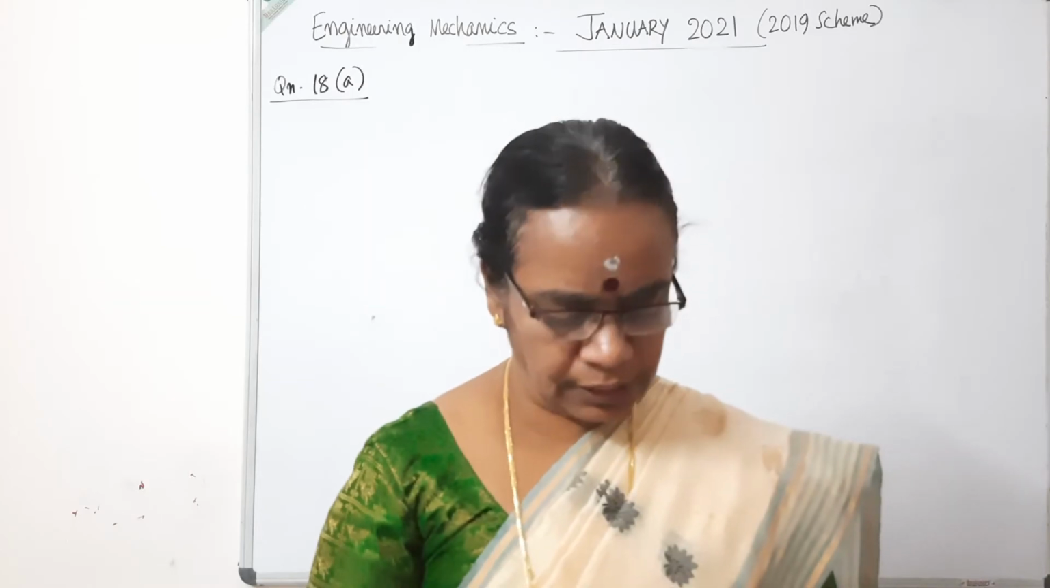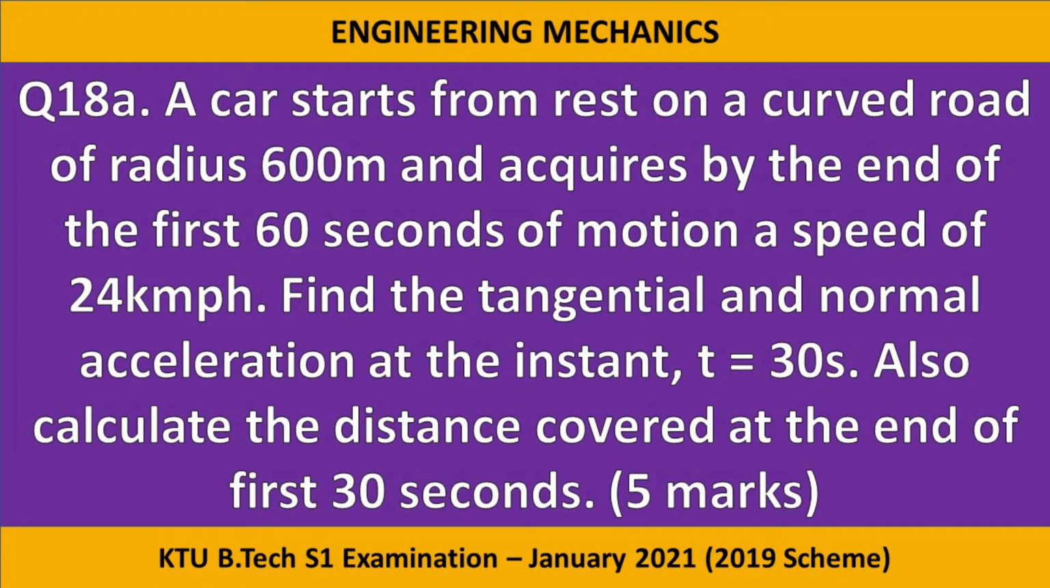Next question number 18A. A car starts from rest on a curved road of radius 600 meter and acquires by the end of the first 60 seconds of motion a speed of 24 km per hour. Find the tangential and normal acceleration at the instant t is equal to 30 seconds. Also calculate the distance covered at the end of first 30 seconds.